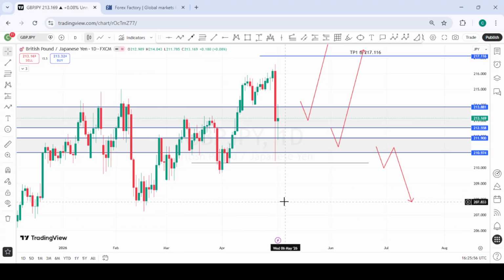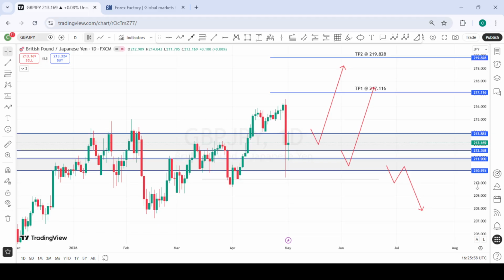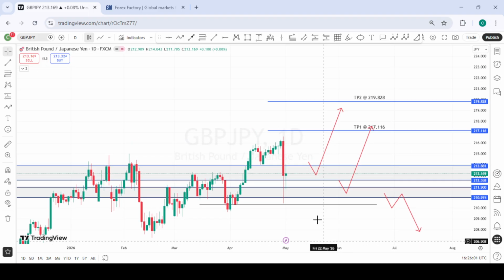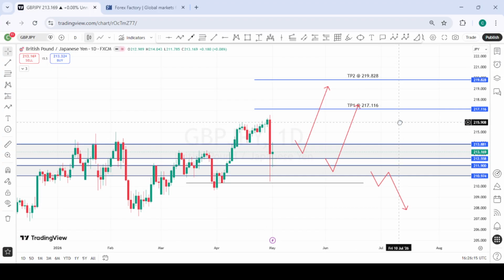This is GBPJPY, similar to EURJPY. We're looking forward to this possible pullback or retest to give us some buying confirmations to the upside. Price has now retested the second zone as well, so we're going to look for buying opportunities from here or from here. Wherever we get the confirmations, we'll take our buys and target these targets we have above for GBPJPY.